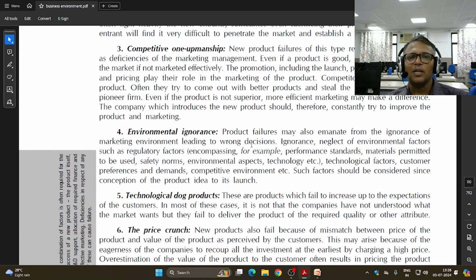Next is the environmental ignorance. Environmental ignorance represents selecting those products which lead to the wrong decision. For example, ignorance or neglect of the environmental factors, which may be related to the materials permitted or safety norms, or even to the technology, or even to other things. Because of such factors, sometimes the customers reject the product, and they focus on things from the starting idea to the launch.